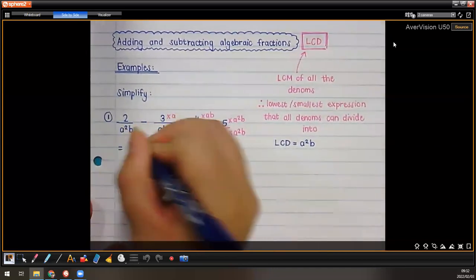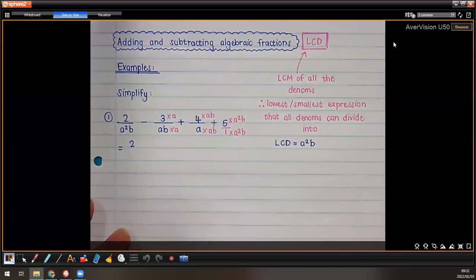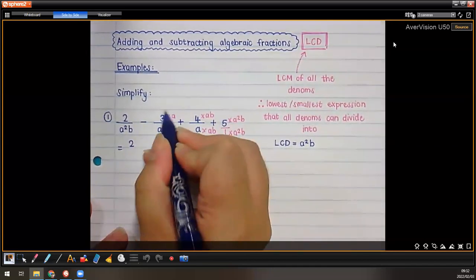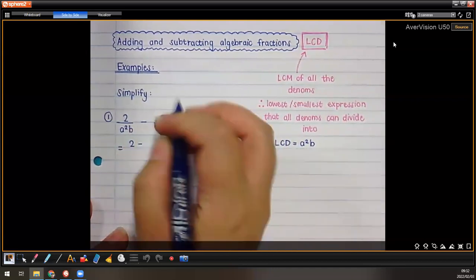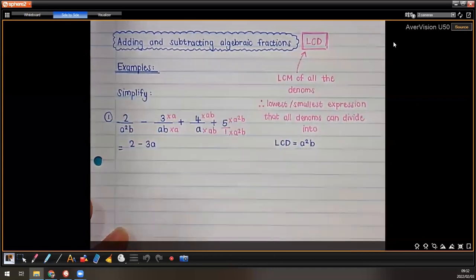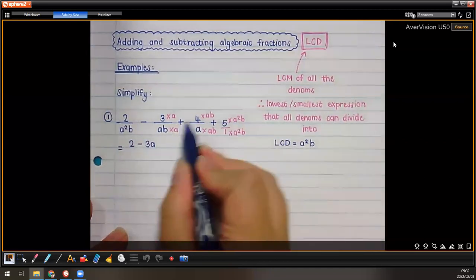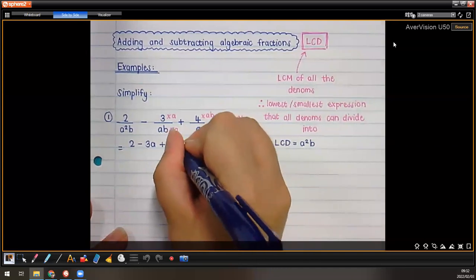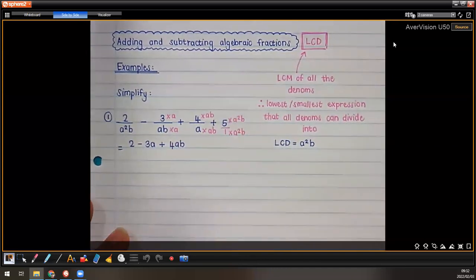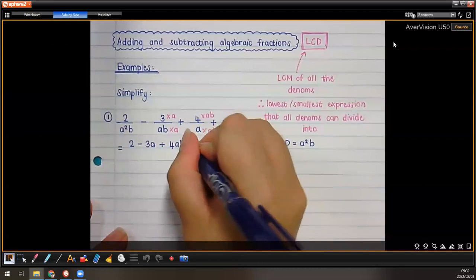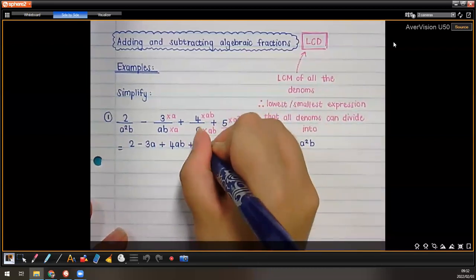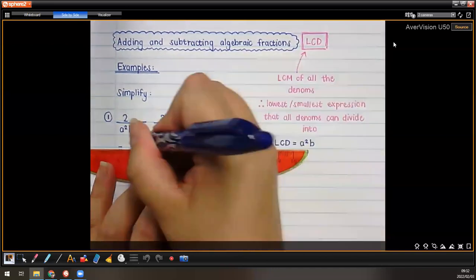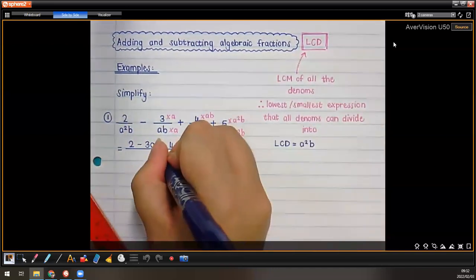Okay, so my first fraction, that numerator is going to stay 2. For the next one, there's a minus in between, right? So I need to put a minus in front of this numerator. 3 times A is 3A. There's a plus, so the next term is going to be plus 4AB. And then plus 5A squared B. And that is then all over the same denominator, which is A squared B.